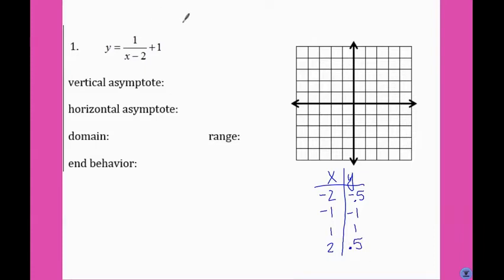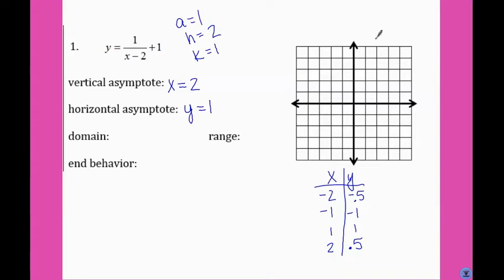So here, a is on the top, it's 1. If a was -1, sometimes they'll put the negative up here. Sometimes they'll try to trick you and they'll put it in front of the fraction. So watch out for that. H would be 2. Remember, h is always the opposite of what it looks like. And k is 1. So from that, we know our vertical asymptote is x equals 2. Our horizontal asymptote is y equals 1.